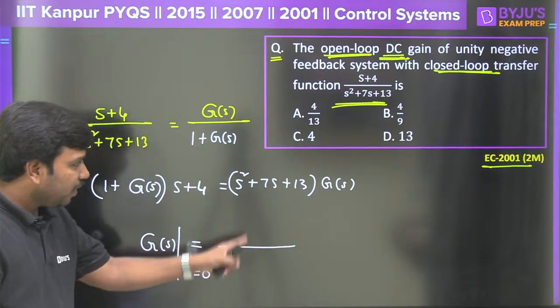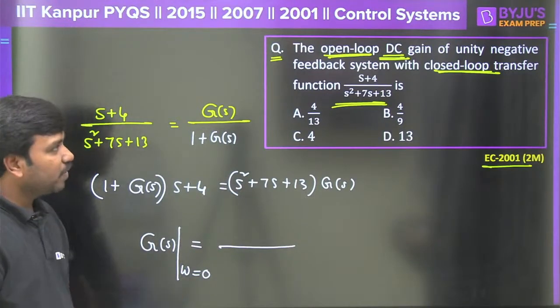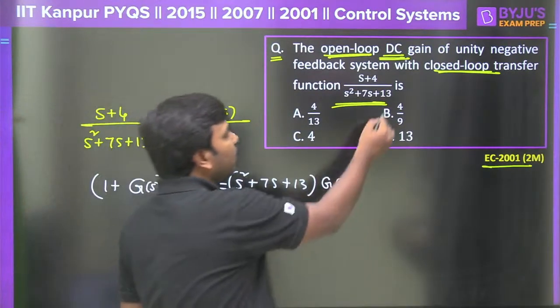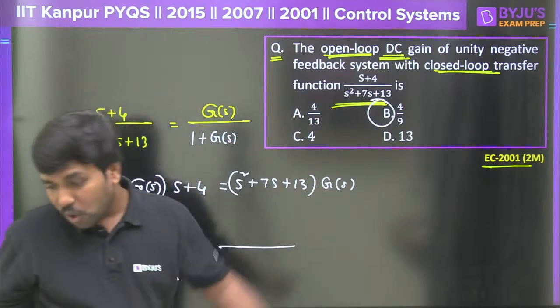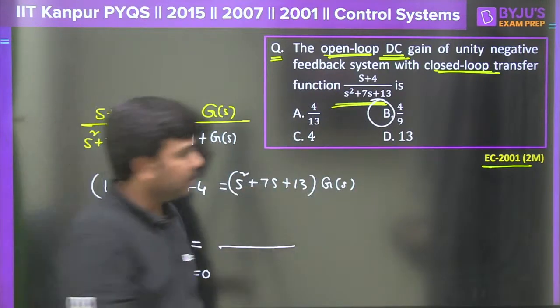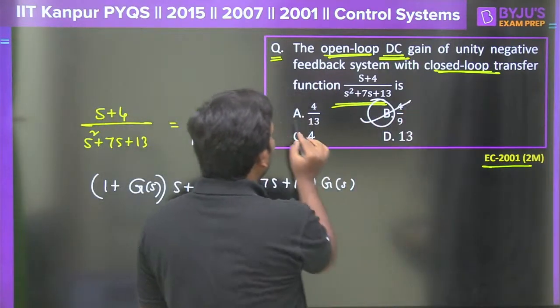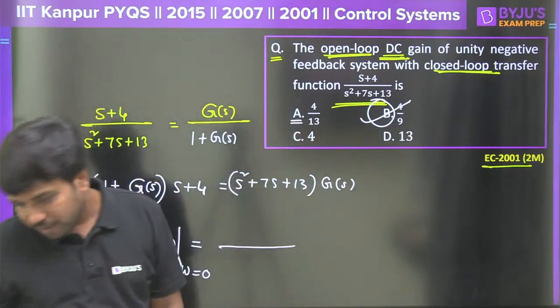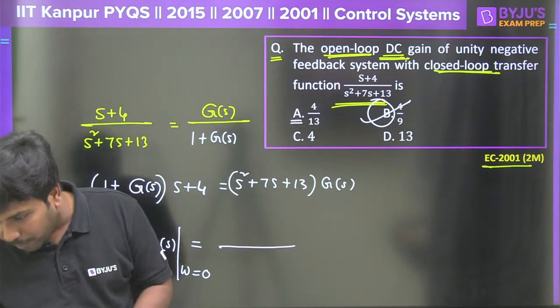So once you get the G of s here, substitute omega is equal to 0 and I am sure you will be left with option B. Clear? Option B would be the correct answer for this, but many of the students go for option A, which is the wrong answer. But I appreciate that a lot of the people have made this.